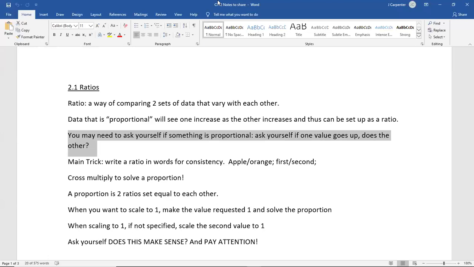All right, so what are the two things that I say in here over and over and over? Pay attention, and does it make sense? Ask yourself, does it make sense? Anytime you do a problem, you should ask yourself if it makes sense. If you aren't asking yourself that after every single problem you do, then I have taught you nothing.